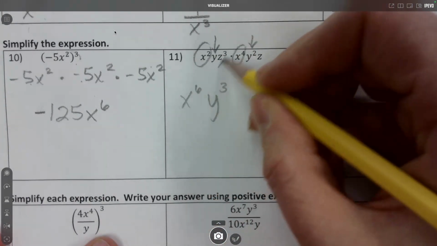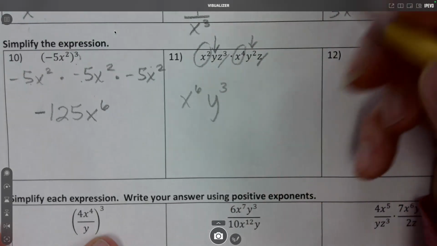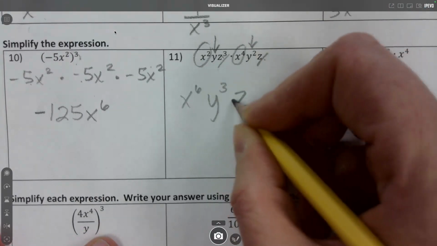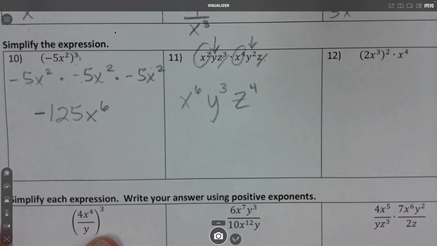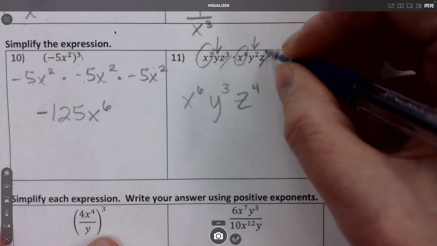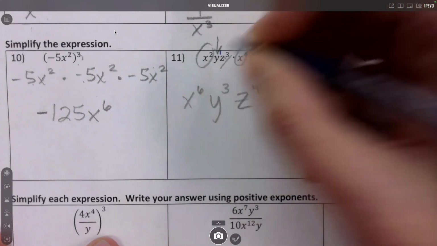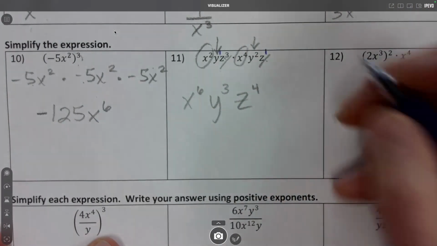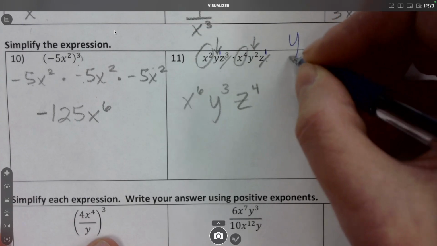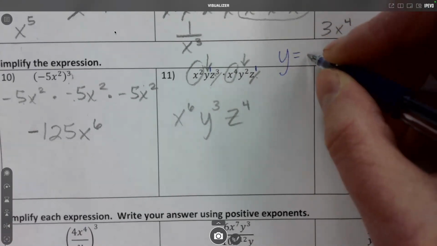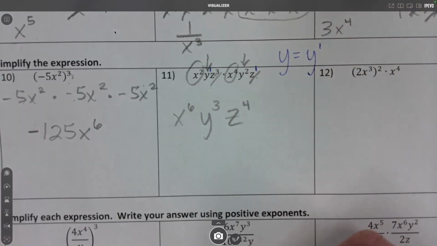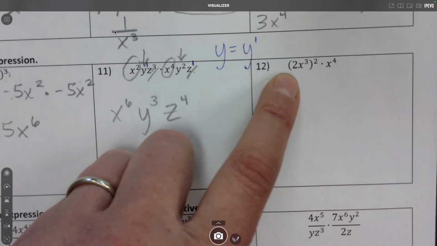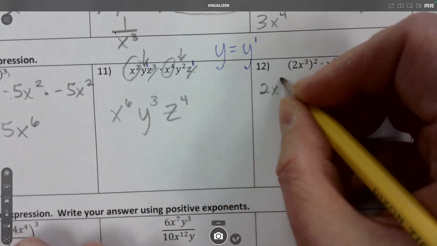And then last, I've got z cubed, and I've got an extra z. So if I have z cubed times 1 more factor of z, it's now going to be z raised to the 4th power. So sometimes it helps on these problems to put little 1 exponents on those letters that are by themselves. So just like we can draw in a 1 in front of something, we can also put in a 1 exponent, because a letter by itself, like y by itself, is the same thing as 1 factor of y, or y to the 1st power. So the last one in this row, because my 2x cubed is being squared, I'm going to write it down twice.